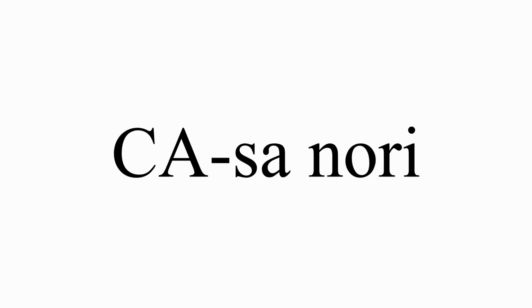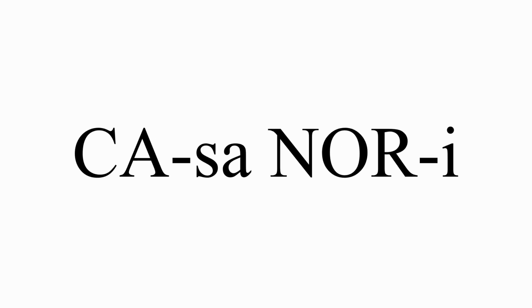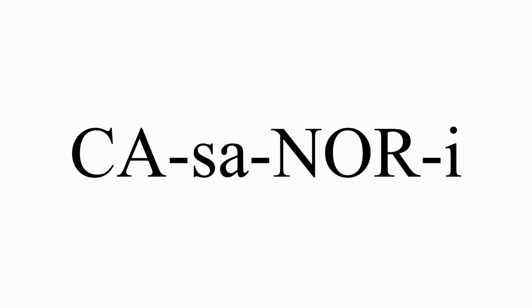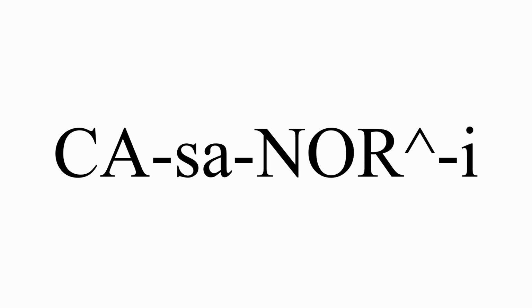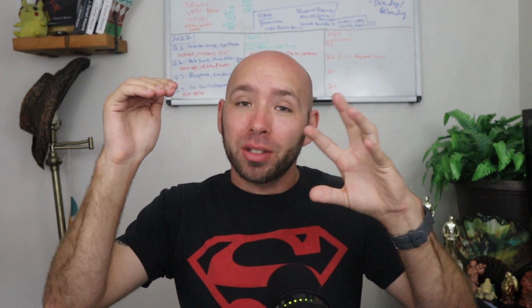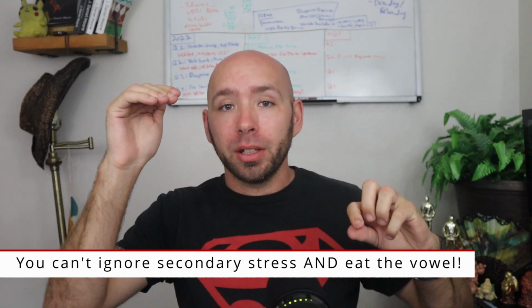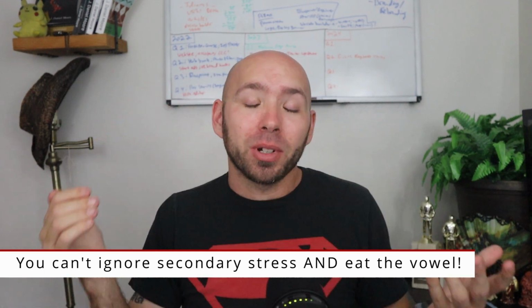And an interesting detail here, I've mentioned before how secondary stress can be important. This is actually one of the reasons, because in casa nori, individually casa, the stress is on the ka. Nori, the stress is on the no, or the nor. But when we put them together, we're not saying casa nori. We're saying casa nori. Because that primary stress is on nor, this is why the secondary stress is still important. You can't just ignore it completely. Because if you do ignore it completely, and you eat the vowel, as I said, we're going to say like kasnori. And it's not going to be quite right.